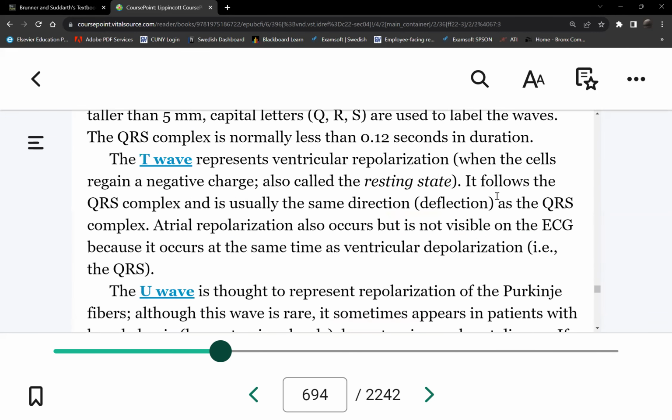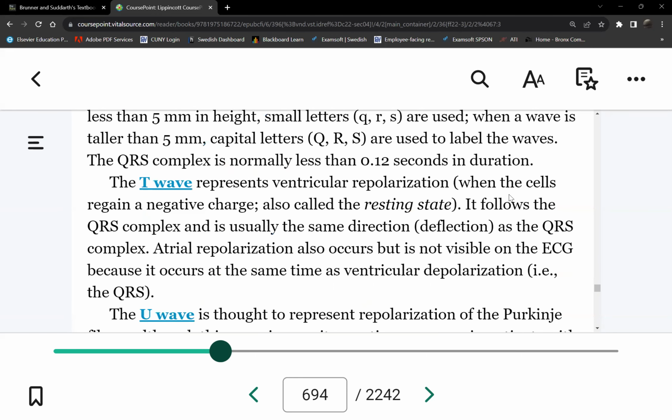And the last wave will be the T wave. What is the T wave? The T wave is a protective guard for the resting state. It follows the QRS complex and moves in the same direction as the QRS complex. Atrial repolarization also occurs, but it's not visible on the ECG because it occurs at the same time as ventricular repolarization, the QRS.